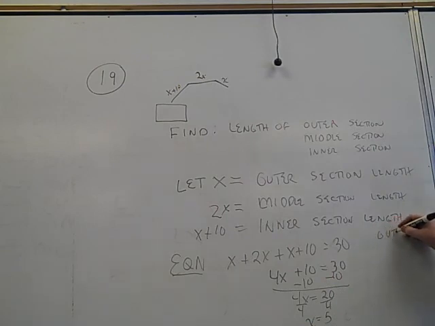So the outer section is 5 feet. The middle is how long? 10. 10 is the one in the middle. And the inner is 15. 5 feet twice is 10 feet, plus 5 feet. They add up to 30. It works.